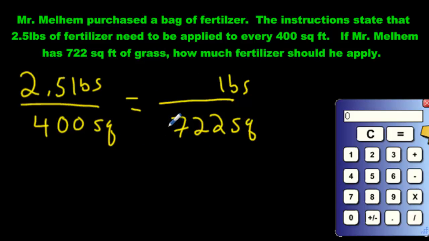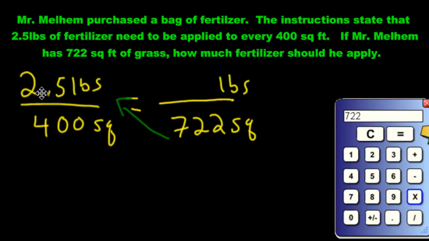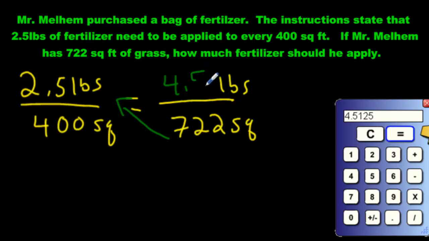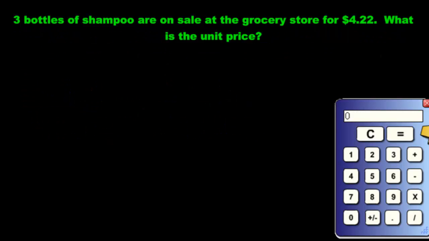So we have now here, we can just cross multiply these. University profs just hate that term, cross multiply, because it doesn't teach you anything. But I like it because it works. So we have 722. We're going to multiply across by 2.5. Take your answer and divide it now by 400. Look what we get. We got 4.5 pounds. So I'm going to write 4.5 pounds. That's how much fertilizer, and that will be proportionate to this. So your lawn will look great.